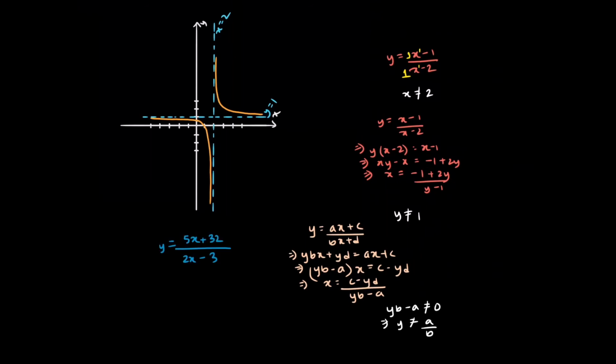Now say we have an equation y equals (5x + 32)/(2x - 3). You can just say, by having a glance, that x cannot be equal to 3/2 and y cannot be equal to 5/2. So what are our asymptotes? x equals 3/2 is our vertical asymptote and y equals 5/2 is our horizontal asymptote.